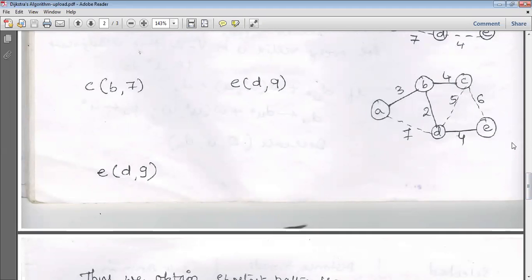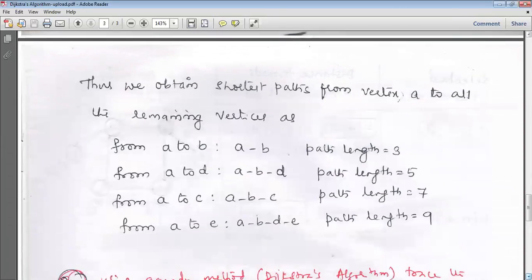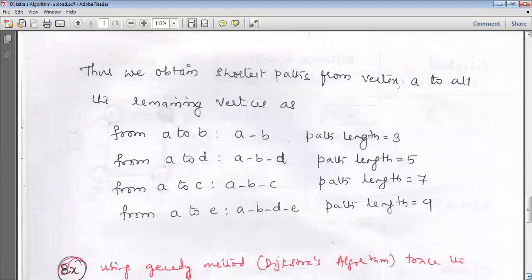Then what is the path length for vertex E? That is A to B, B to D, D to E. That is 5 plus 4, 9. The path length is 9. Thus, we have obtained all the shortest paths from vertex A to all other vertices.